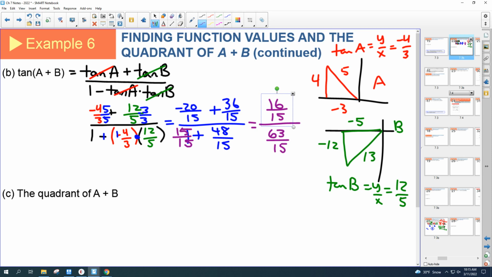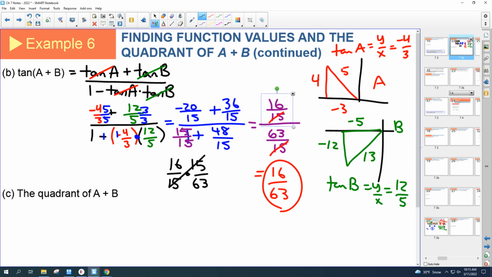Do we know what's going to happen with those 15s? Those 15s are going to cancel, right? And we're going to get 16/63. Now, the reason why, if you didn't understand that, remember when we divide fractions, we multiply by the reciprocal. Of course, they're going to cancel out. You're going to get 16/63. Divide fractions, multiply by the reciprocal, but we can skip that step. We know those 15s are going to cancel out. Tangent A plus B is 16/63.